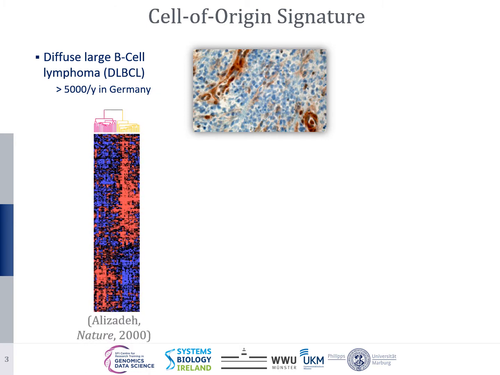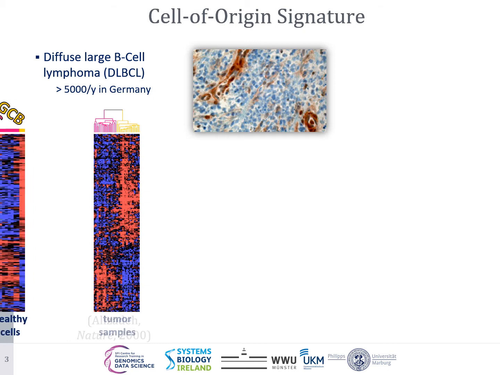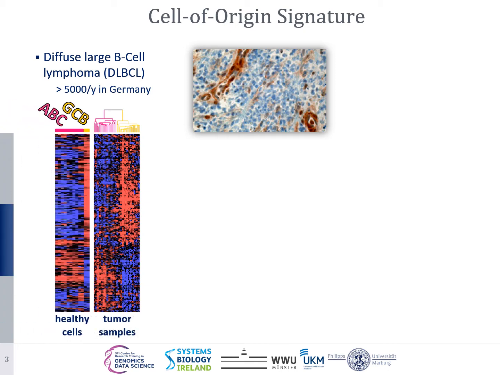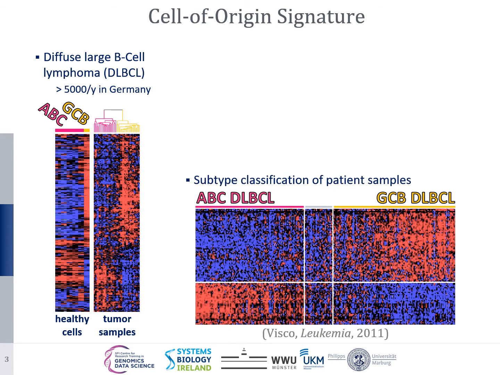Already in 2000, Alizadeh and others discovered this cell of origin signature, and they compared it with the gene expression profile of healthy ABC and GCB cells. And once you found such a signature, you can sort new patients, and every column is again the tumor sample of one patient, by that signature, from ABC-like to GCB-like DLBCL, as done here by Visco in 2011.